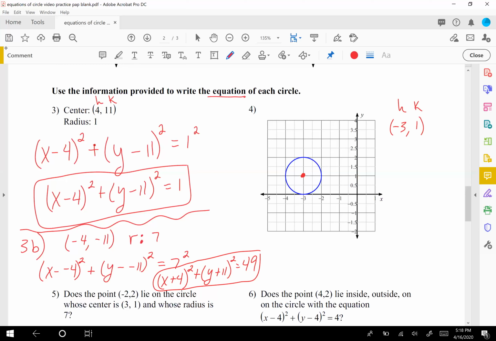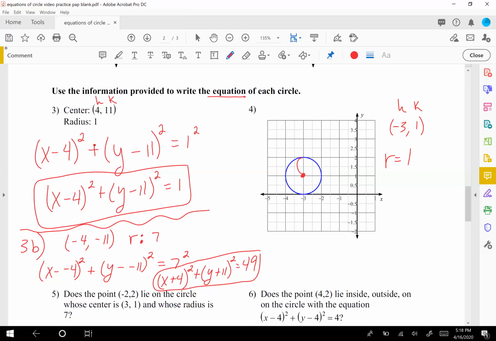And then now to get the radius, all you have to do is count. And you have to be careful here. If you notice the scale in these boxes, they're counting by 0.5. So here's 0.5 and there's 1. So this is 1, okay? So our radius is 1.